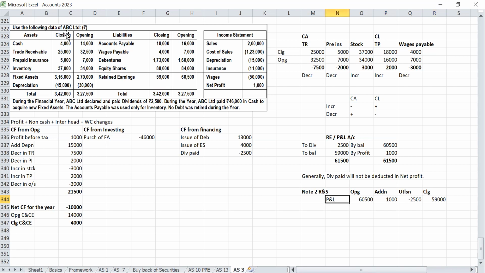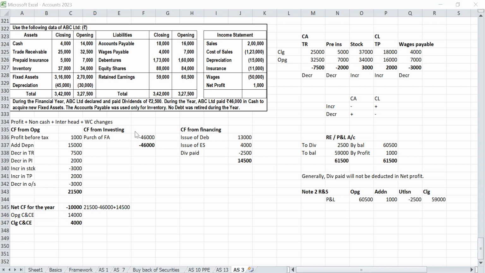So every adjustment has been taken care of, and all items in the balance sheet have been covered. Now I should compute cash flow from investing and financing. In total, 21,500 minus 46,000 plus 14,500, answer 10,000 negative value. Clear?